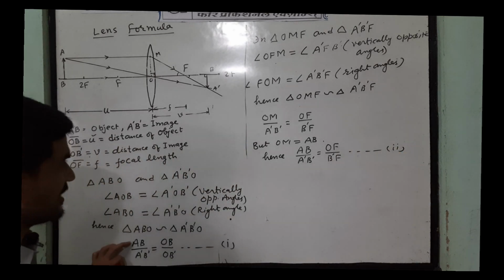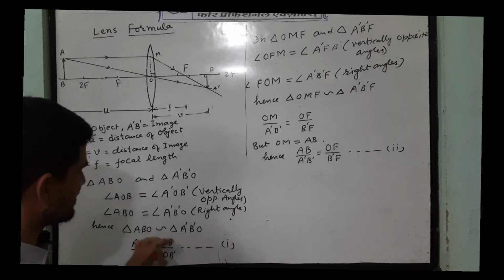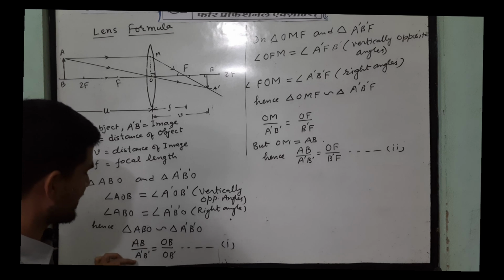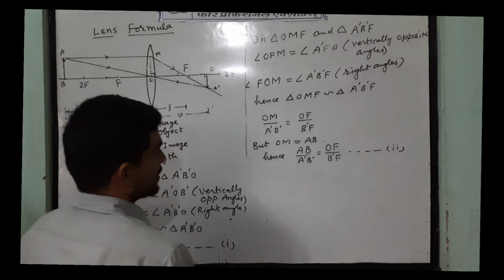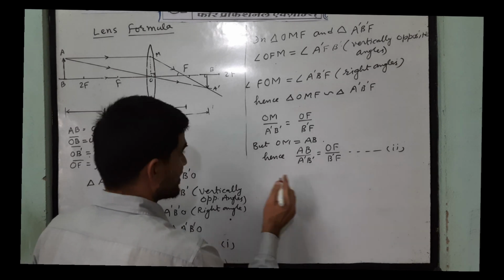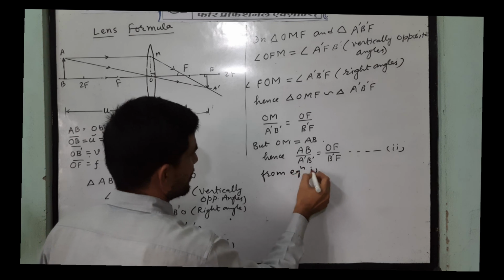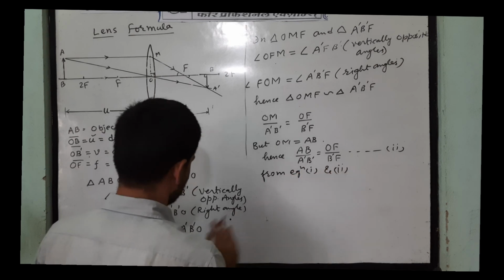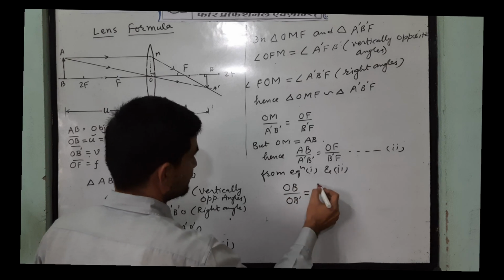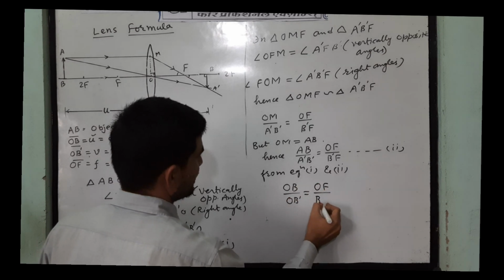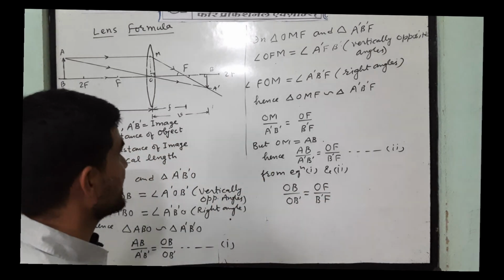See equation number 1 and equation number 2. The left hand side of both the equations are the same, AB upon A dash B dash. Here also AB upon A dash B dash. So we can take the right side also equal. From equation 1 and 2, OB upon OB dash, OF upon B dash F, these two will also be equal.